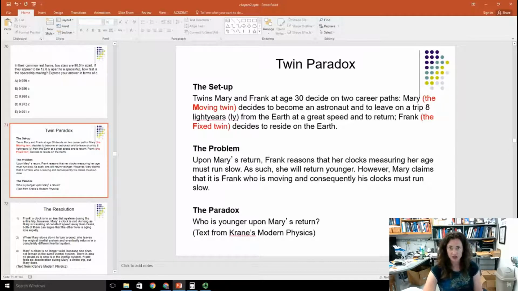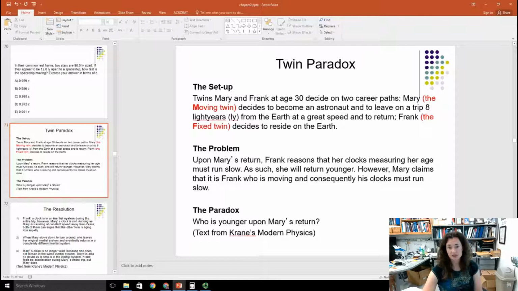The speed is a decent fraction of the speed of light, so gamma is going to be a relatively large number. Frank is the fixed twin. He decides to reside on Earth. So here's the paradox. On Mary's return, Frank thinks that during her trip her clocks measuring her age run slow. So if he were to observe things on her spaceship, everything looks kind of slowed down and sluggish. Okay? So as such, she's going to come back and she's going to be younger than he is because her clock is ticking slower than his clock. That means time passes faster for him and he ages faster.